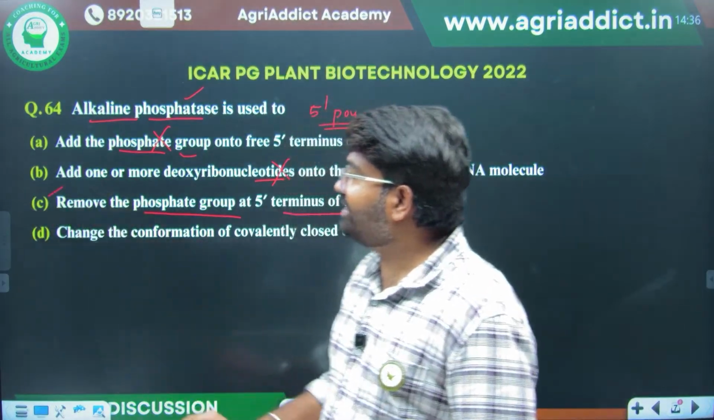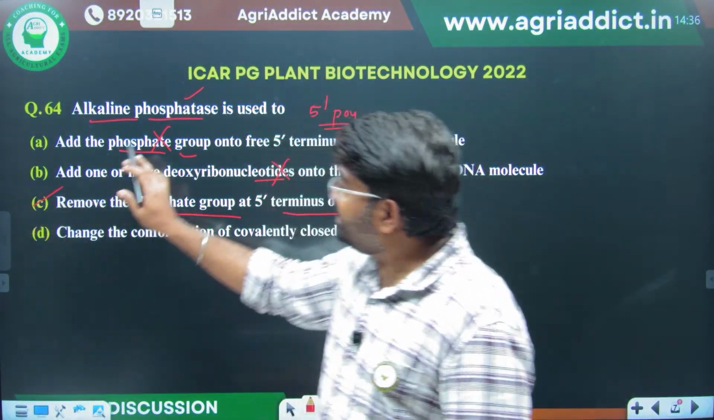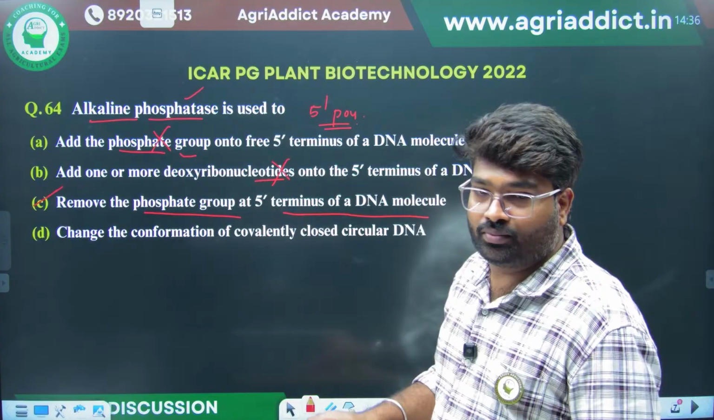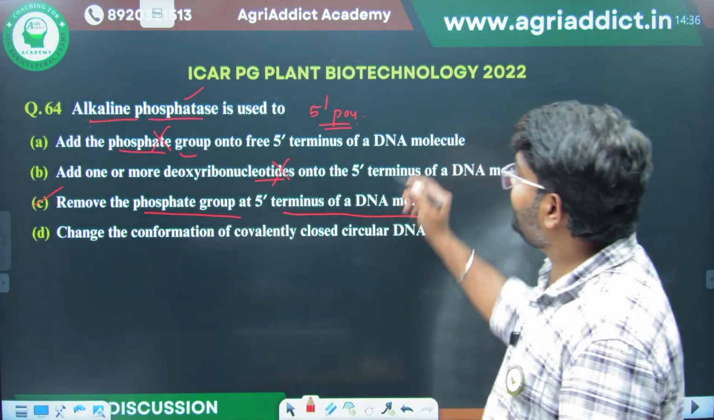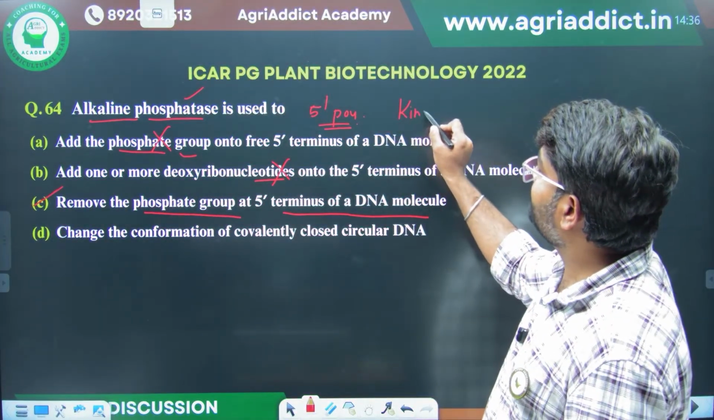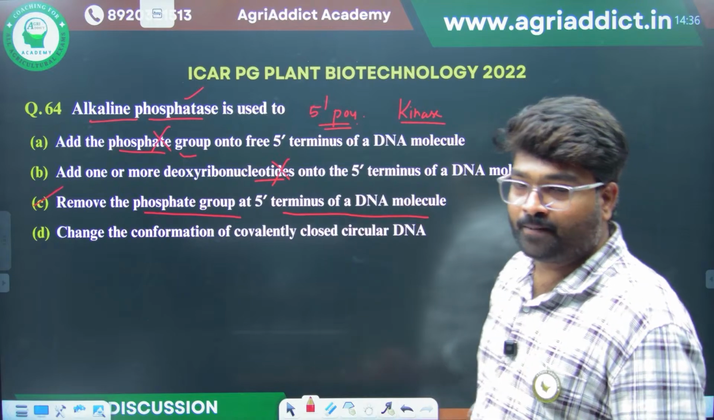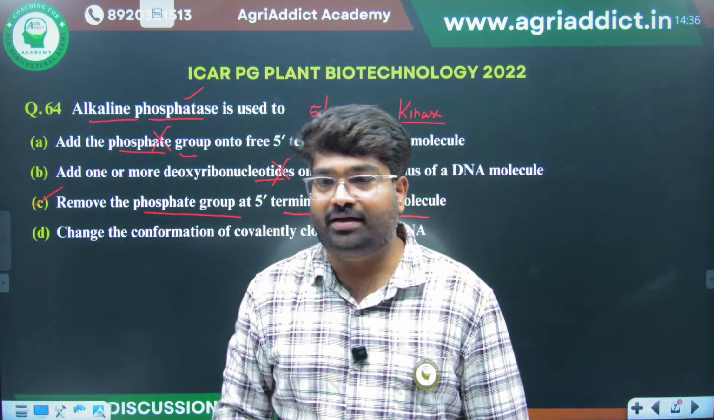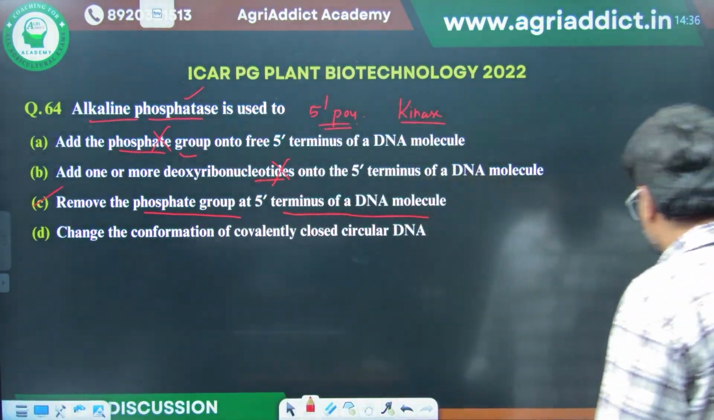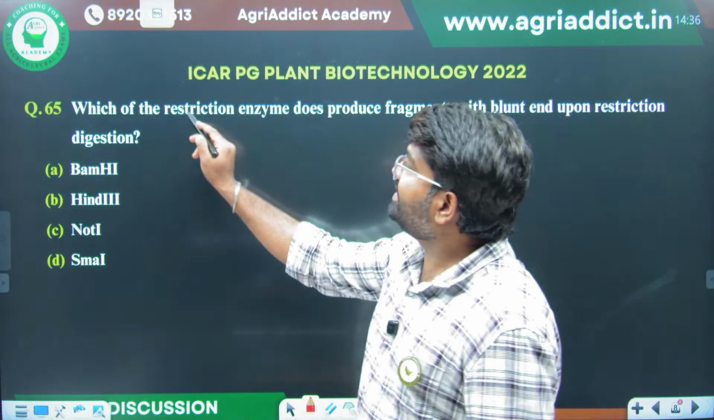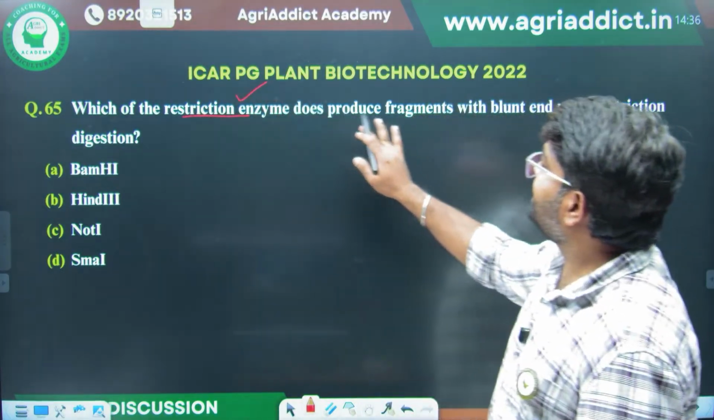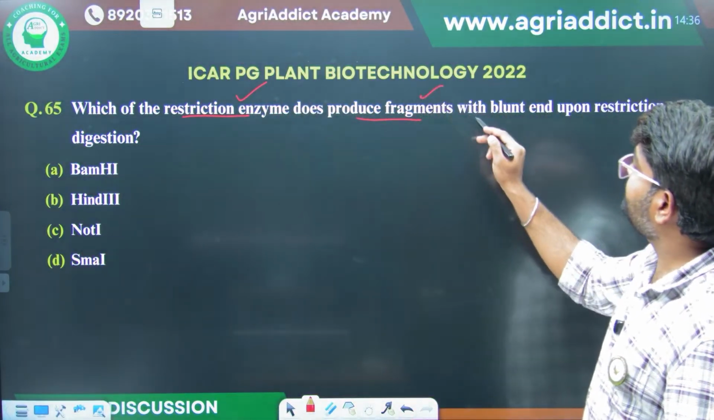This will be the right answer. Okay. Now, which enzyme will add phosphate group to the DNA molecule? Yes, kinases. Kinases is the enzyme that will add phosphate group to the DNA molecules. Okay, clear?